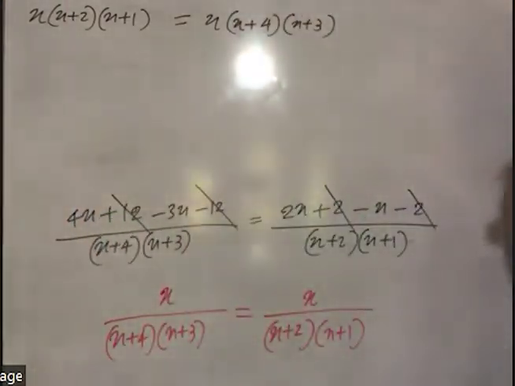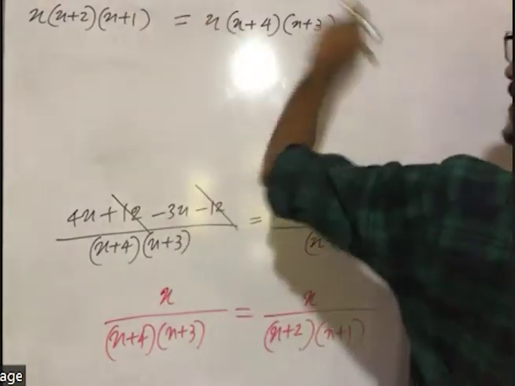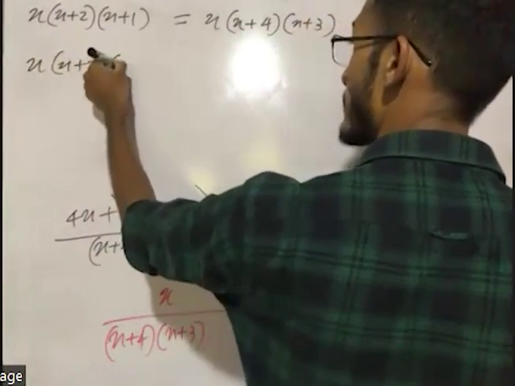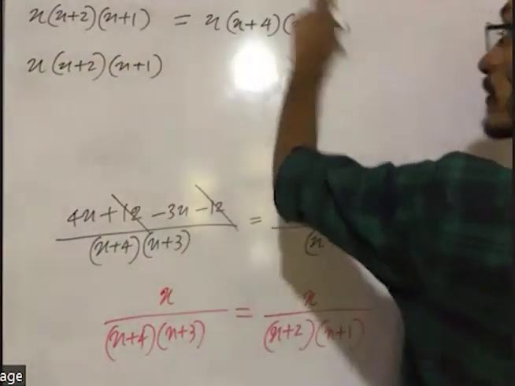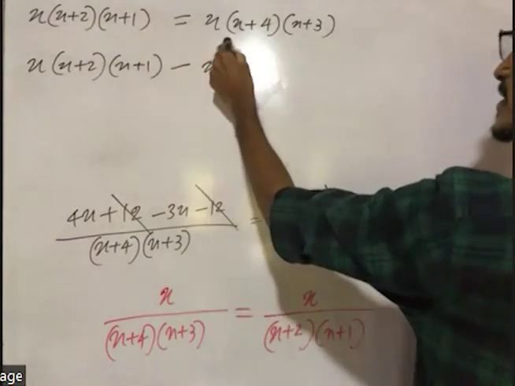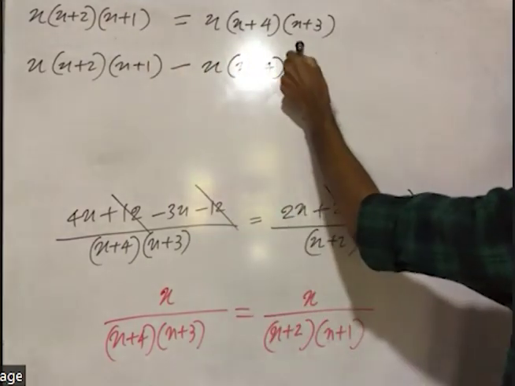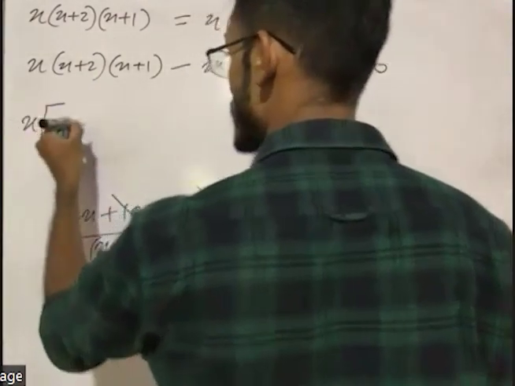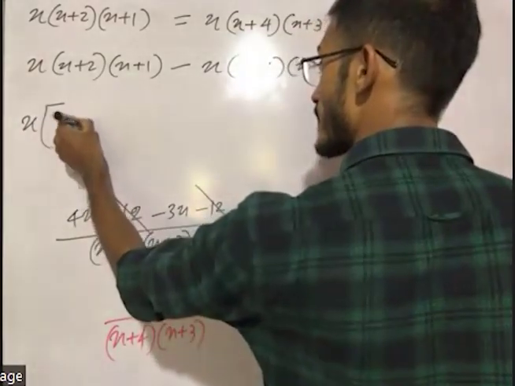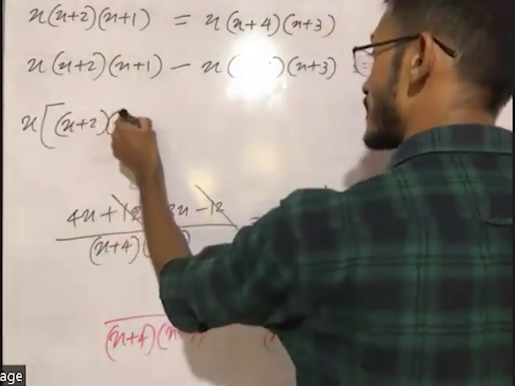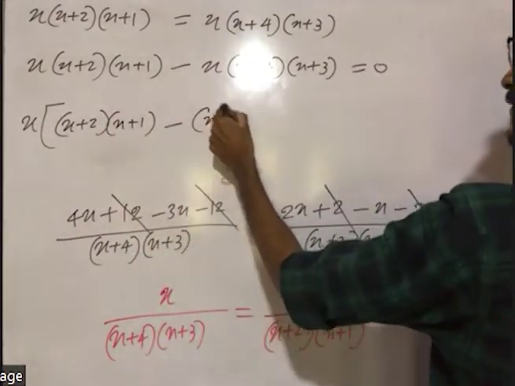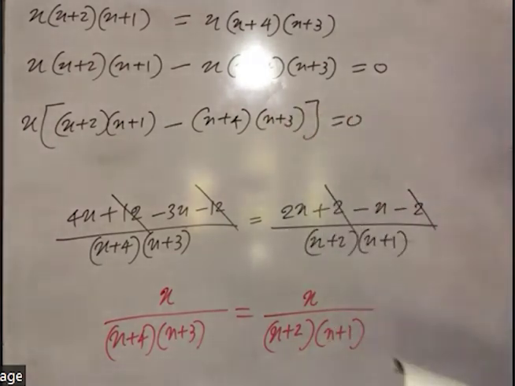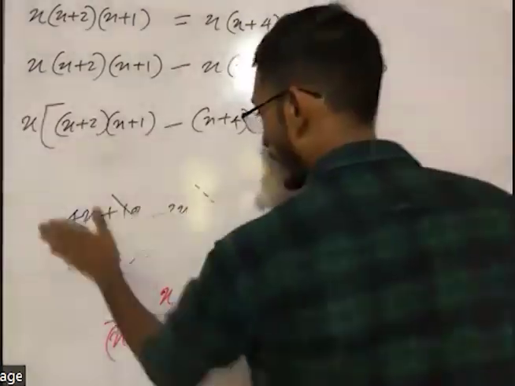Right. Before that, I'm going to take this whole section to this side. Then x into x plus 2 into x plus 1. I'm going to take this whole part to this side. Then minus x into x plus 4 into x plus 3 equal to 0. Then we can separate x. If you separate x, then brackets x plus 2 into x plus 1 minus, here we have x plus 4 into x plus 3 equal to 0. Right. Now we can simplify.